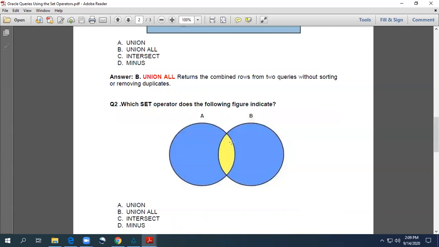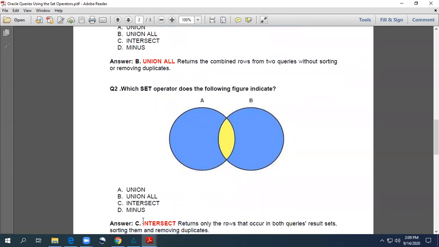So here in this figure, the yellow portion indicates the intersect operation, right? So definitely the answer will be intersect. It returns only the rows that occur in both the queries. If my query A is returning this first result and the second result is returned by the B query, the intersect operator will retrieve only this yellow portion, those that are common in both the queries, right? I hope, students, you are clear with this.